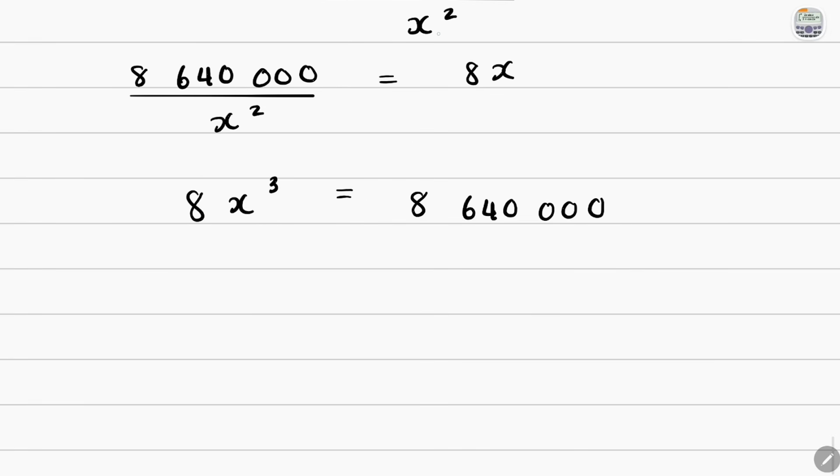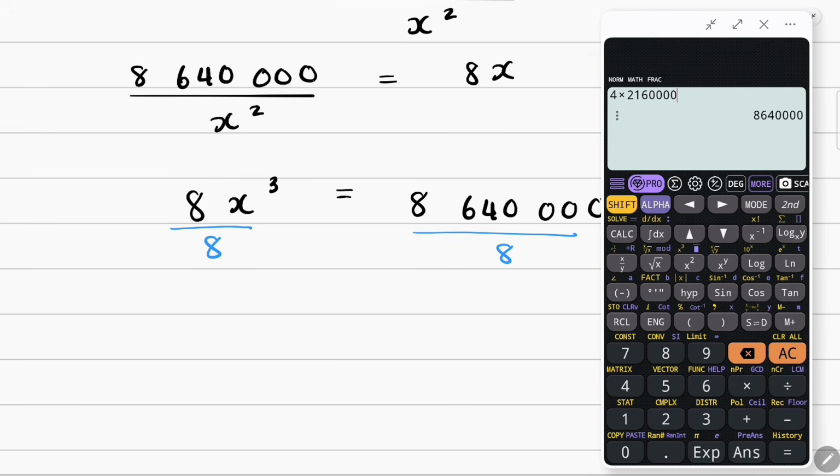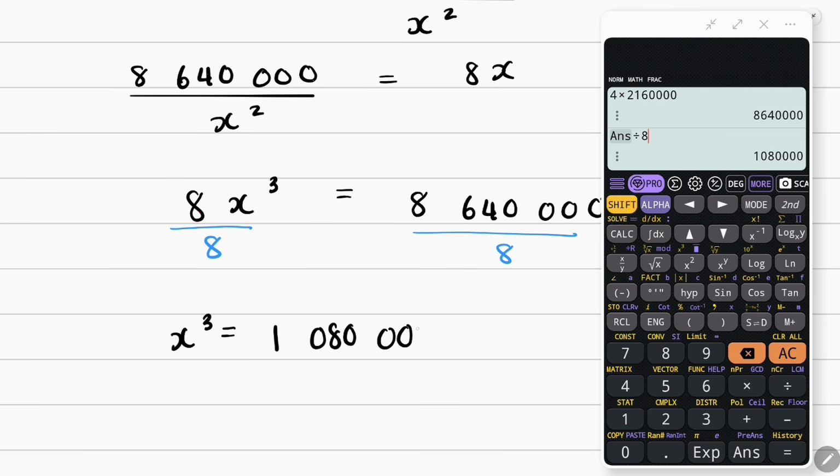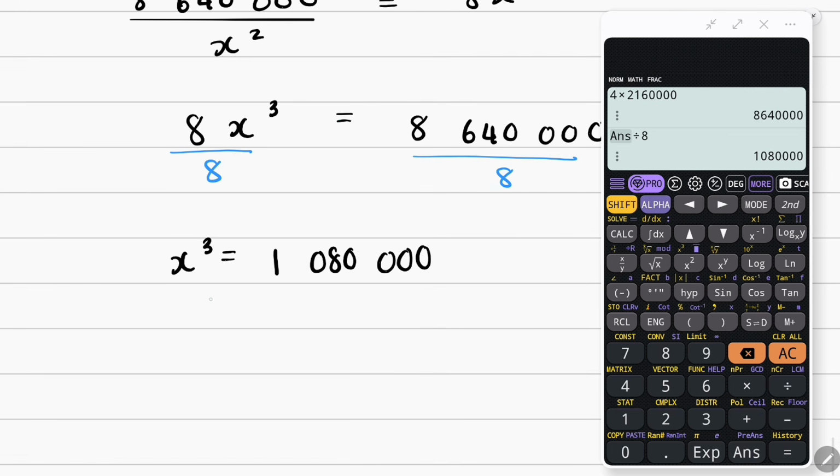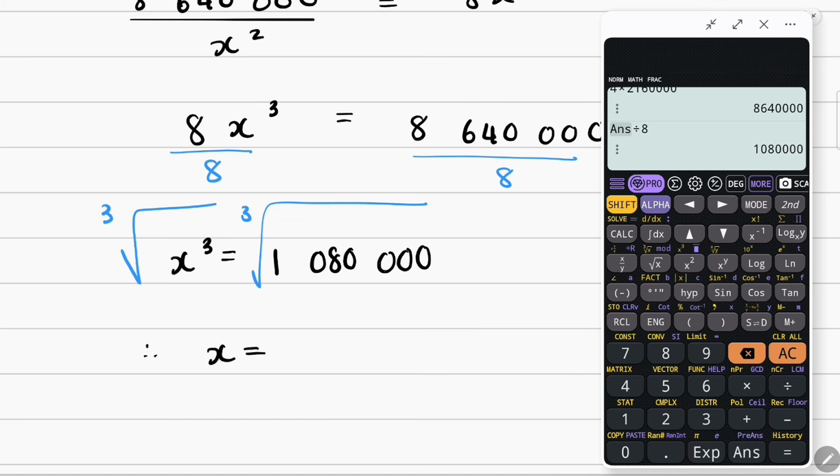Just get rid of the 8 by dividing both sides of this equation by 8. Let's see what that gives us. We already had this number, divided by 8, and so x cubed is equal to 1,080,000. Then we can cube root both sides of this equation. Cube root doesn't work like square root; you don't have to consider the positive or negative solution. So x is simply equal to the cube root of that answer we got.